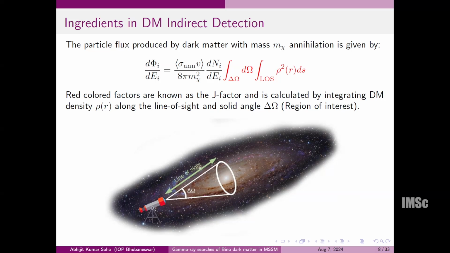So here is the telescope. This is the line of sight. This is the galactic origin. So you want to capture the incoming flux in this telescope, so you have to integrate over the solid angle. This red text is known as the J factor and is calculated by integrating the dark matter density along the line of sight and the solid angle. So this J factor is an astrophysical factor. It doesn't involve any particle physics information, given that your density of the dark matter is independent of the particle interaction.